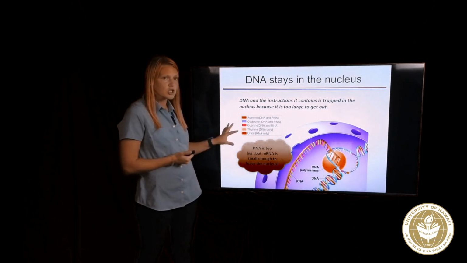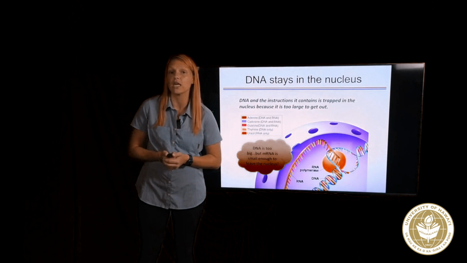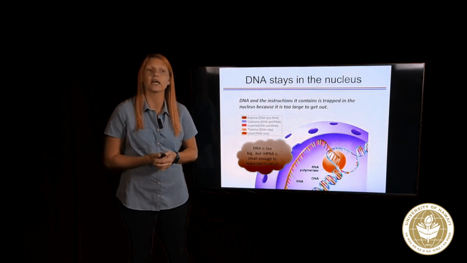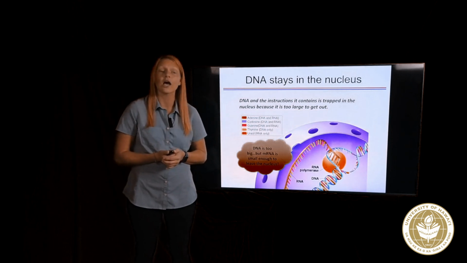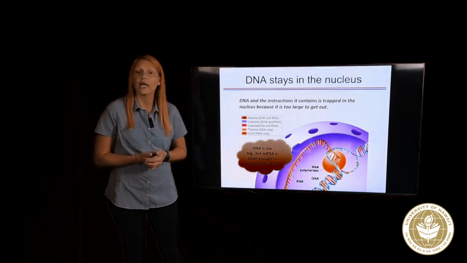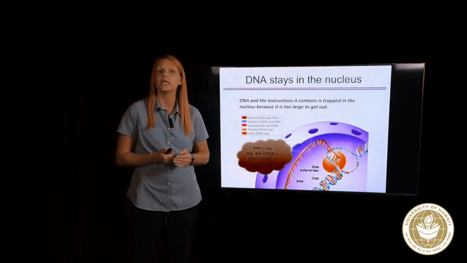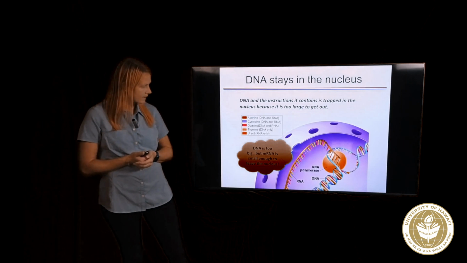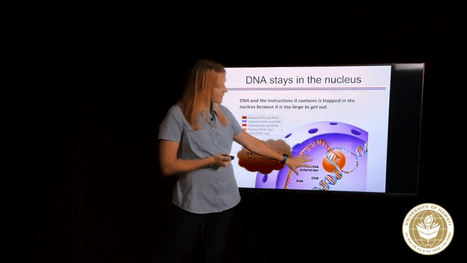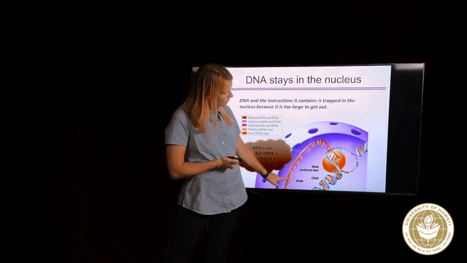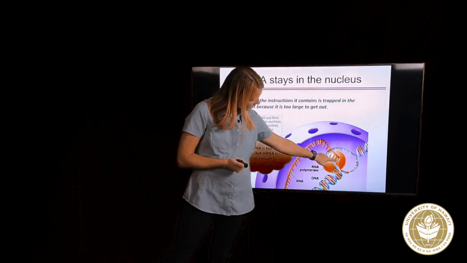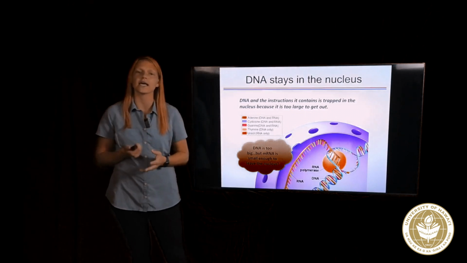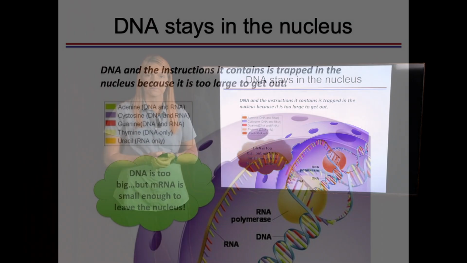So transcription is the first step in decoding a cell's genetic information. During transcription, enzymes called RNA polymerase are going to build mRNA molecules that are complementary to a portion of one strand of that DNA double helix. So again, that DNA needs to stay in the nucleus, so we're going to use this mRNA to make this complementary strand here, and then that mRNA is going to be able to go out to the cytoplasm and attach to the ribosome.